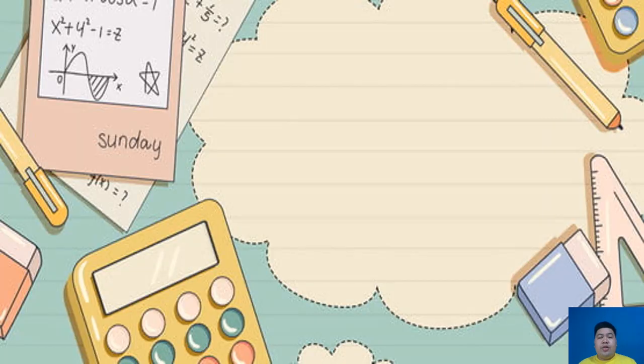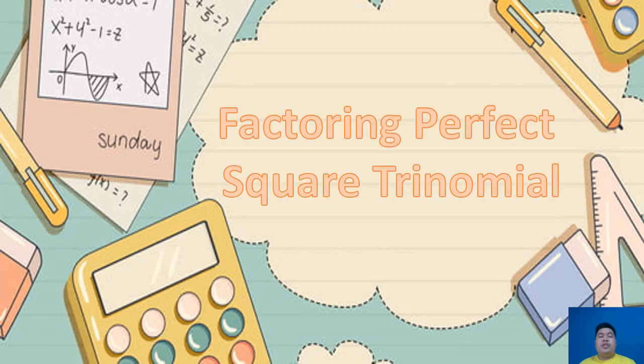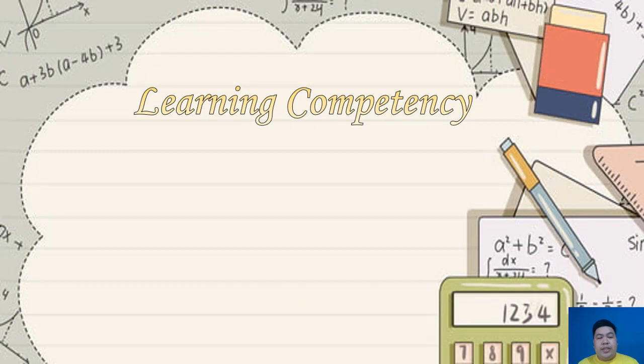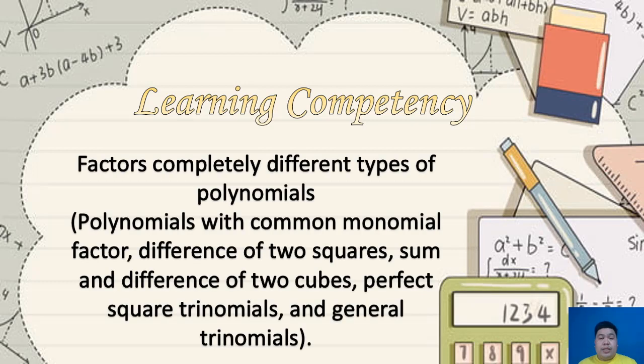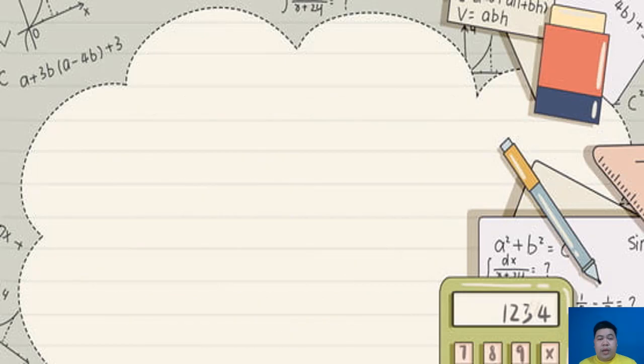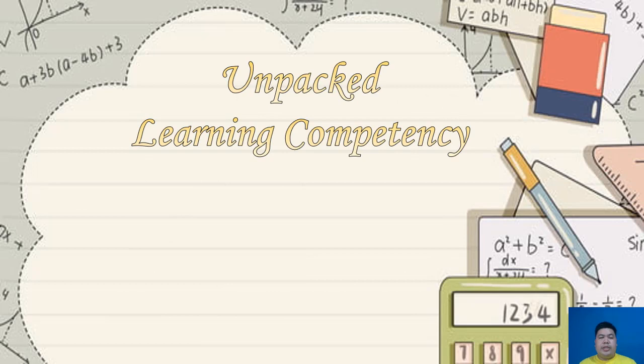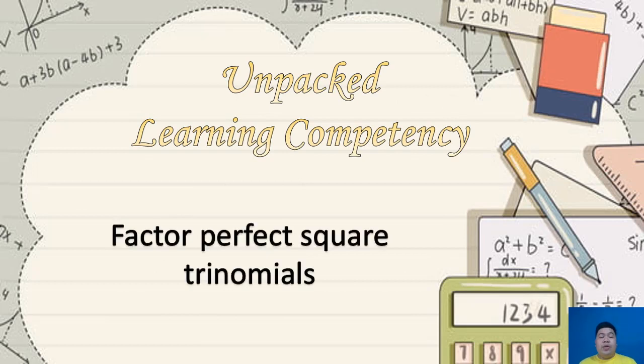Good day, students. For our topic for today, we have the factoring of perfect square trinomials. Our learning competency here is to factor completely different types of polynomials: polynomials with common monomial factor, difference of two squares, sum and difference of two cubes, perfect square trinomials, and the general trinomials. Our unpacked learning competency here is to factor perfect square trinomials.